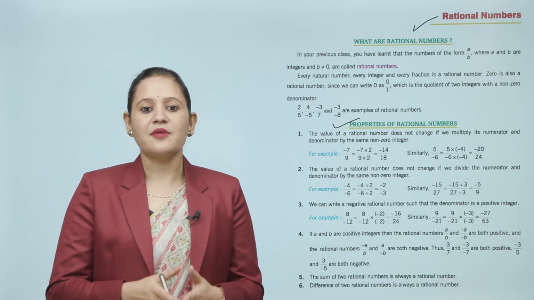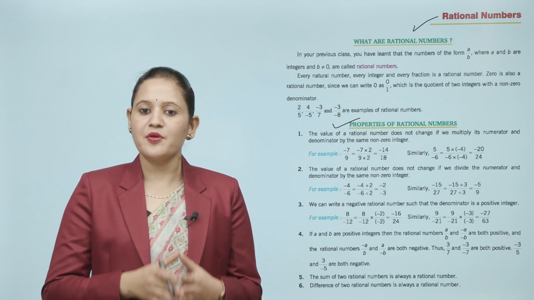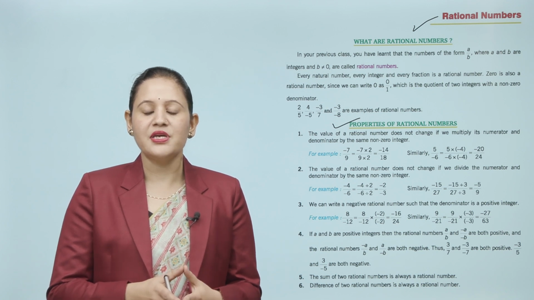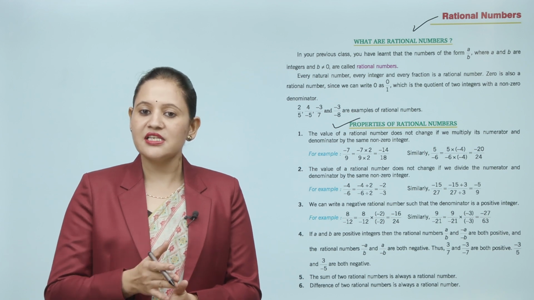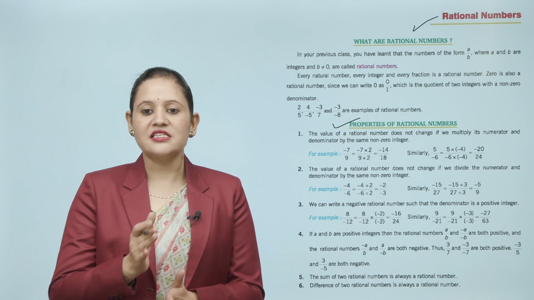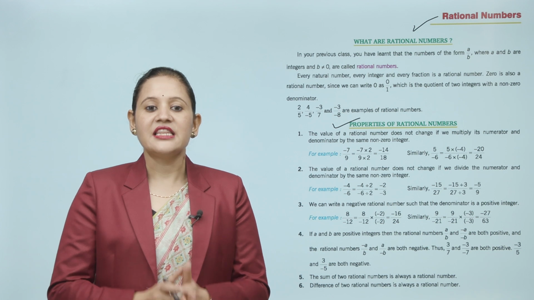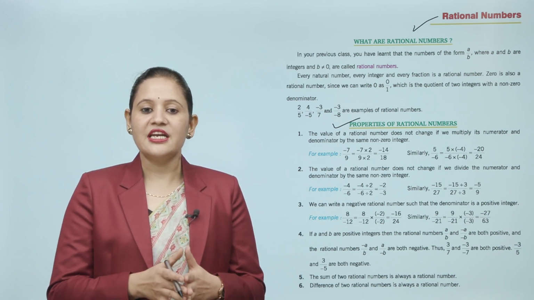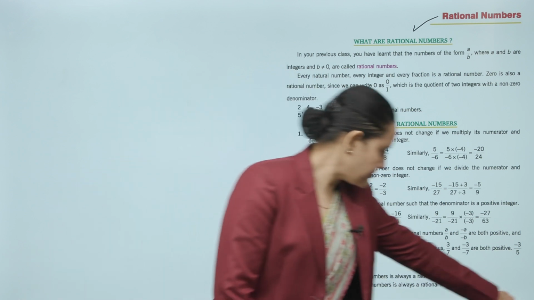If a and b are positive integers, then the rational numbers a upon b and minus a upon minus b are both positive, and the rational numbers minus a upon b and a upon minus b are both negative. Thus, 3 upon 7 and minus 3 upon minus 7 are both positive, and minus 3 upon 5 and 3 upon minus 5 are both negative. The sum of two rational numbers is always a rational number. The difference of two rational numbers is always a rational number.